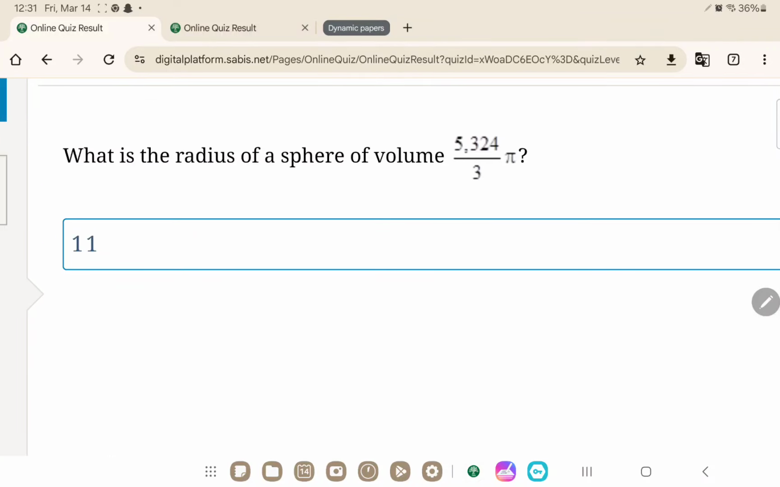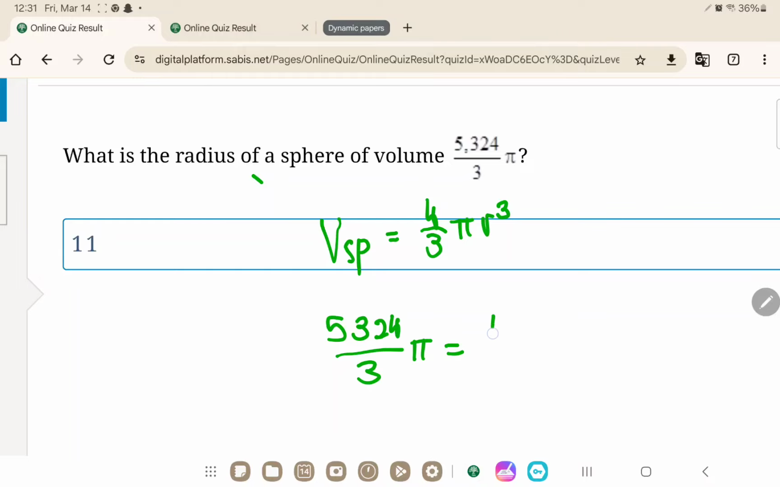Okay, what's the radius of a sphere? The volume of a sphere is equal to 4 over 3 pi r cubed. So 5,324 over 3 pi equals 4 over 3 pi r cubed.